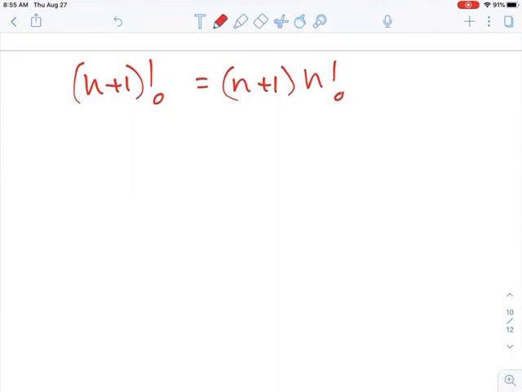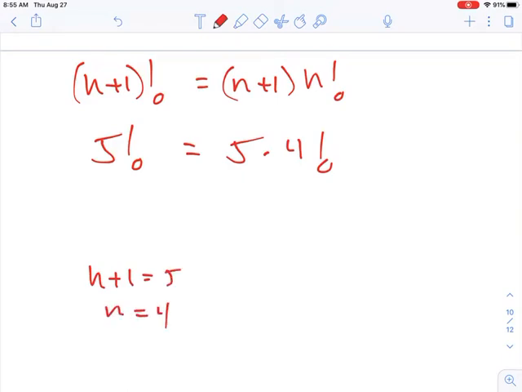So (n+1)!. Let's just say we had 5!. We can write that as 5 times 4!. Right? So if n+1 is 5, then n is equal to 4. And so (n+1)! is 5!. And so n+1 is 5 times n would be 4!.